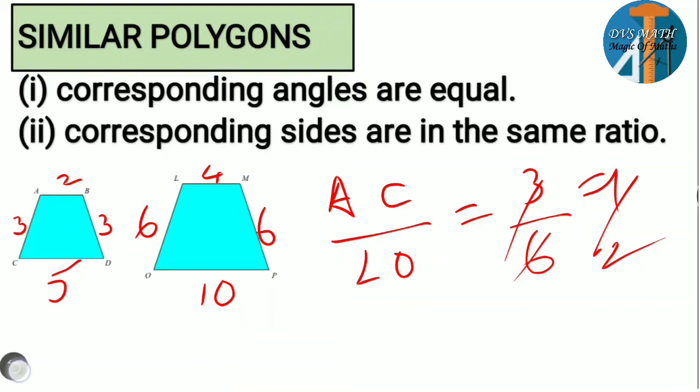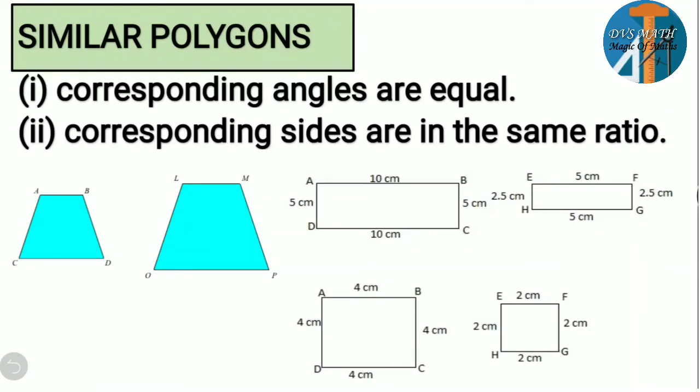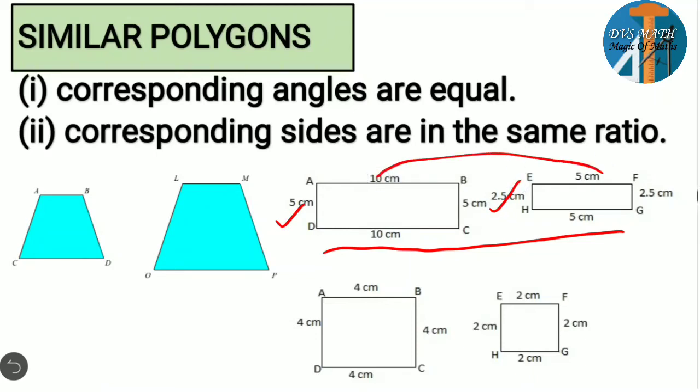Now if you go to the next example, you can observe that these two are rectangles. ABCD is one rectangle, EFGH is another rectangle. Here this is 5, here 2.5, so you get 1 by 2. Again 5 and 10: 10 by 5 gives 2, or 5 by 2.5 gives 2. Again 10 by 5 is 2, and 5 by 2.5 is 2. So 2, 2, 2, 2, the same. So corresponding sides are in the same ratio.